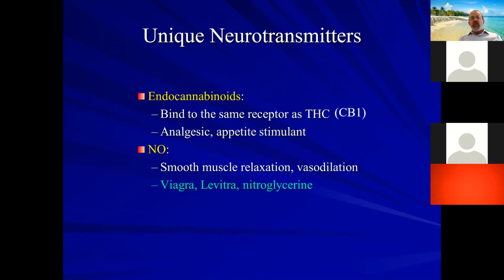Lastly, the unique neurotransmitters. We produce what are called endocannabinoids. These are neurotransmitters that bind to what's known as the CB1 receptor, which is the same receptor as THC, which is the active ingredient in marijuana. I'm sure you're familiar in the news these days with cannabinoid oil and obviously medical marijuana and things like that. Well, the reason why there's medicinal value is because we have these receptors.